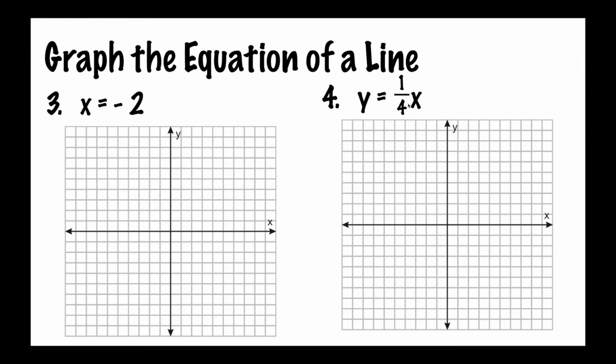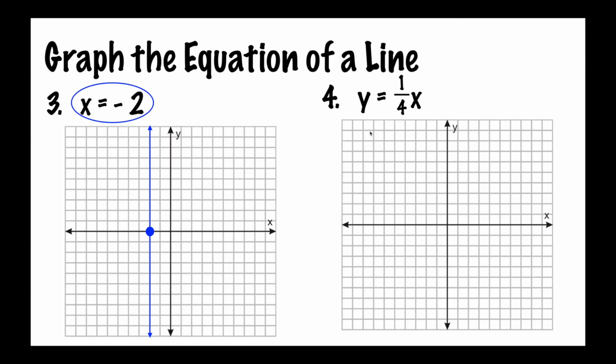For number 3, this is x equals negative 2. Right away, we should notice that this doesn't say y equals. So it's going to be our undefined slope. And what we do know is that it crosses at negative 2, and that's that point right there. That's where it crosses the x-axis, and it's going to be a vertical line. So anytime you have just x equal to a number, it's going to be vertical.